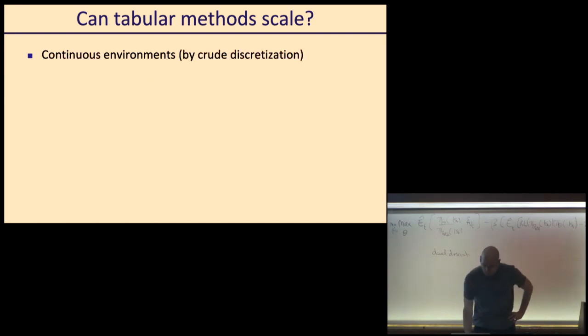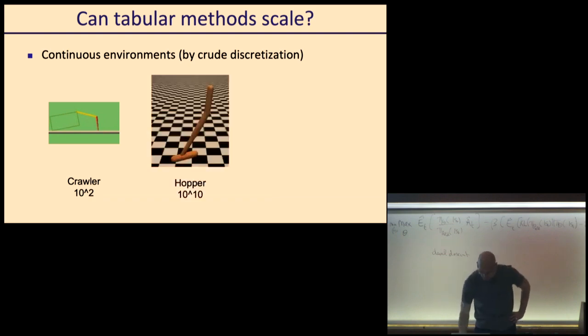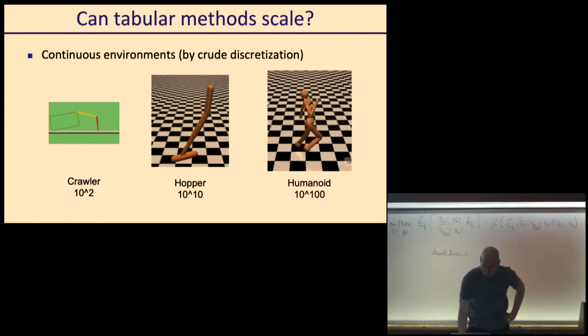All right. How about continuous? Well, again, crawler, it's OK. About 100 states, not too bad. Hopper, 10 to the 10 states, if you discretize in a reasonable way. Yeah, that's becoming pretty hard to do, rather impractical, I would say. And then humanoid, completely impractical. So we need something else.